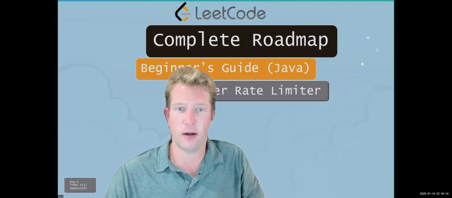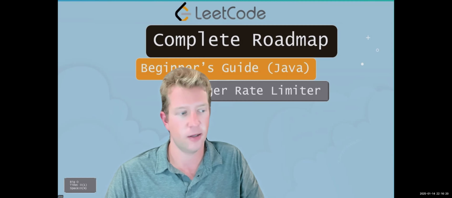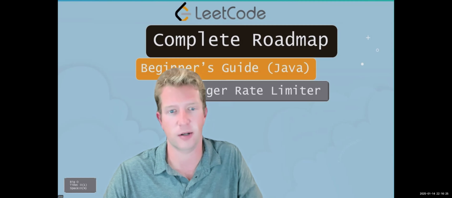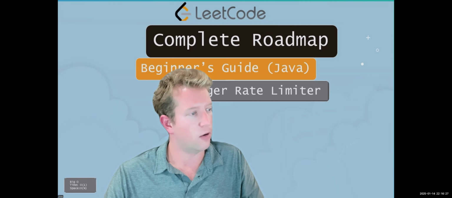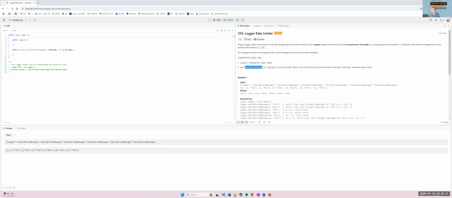Today we're going to be working on another problem, number 359, one of the premium problems, logger rate limiter. This is part of the Microsoft top interview questions, so we're going to just dive right in. We'll be working in Java today, as always. It's my preferred language. Let's summarize the problem quickly and we'll hop in.